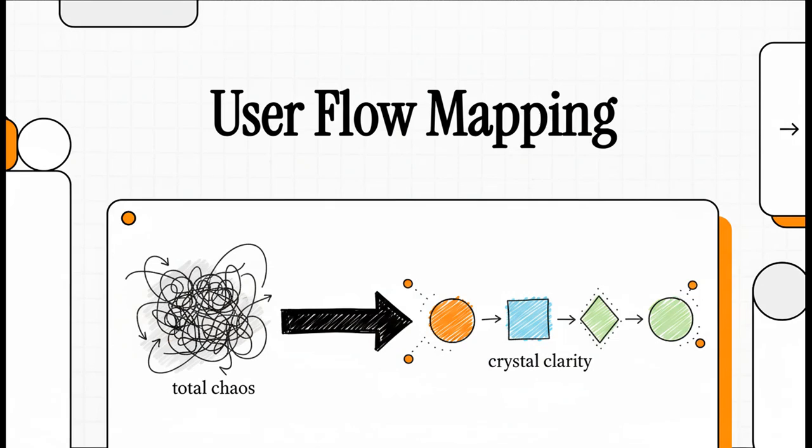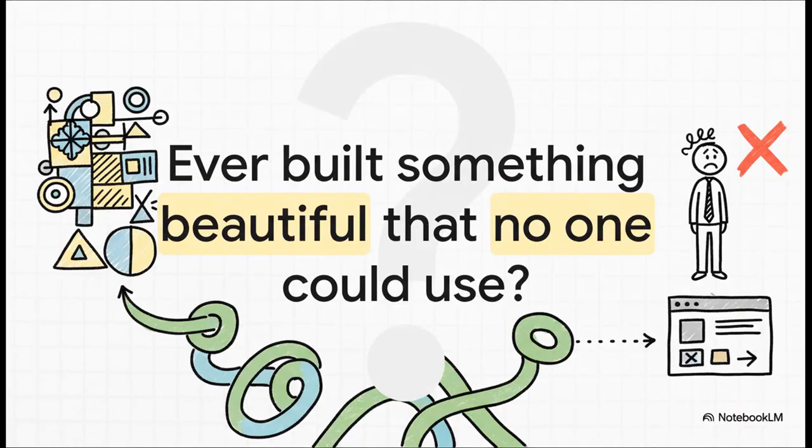All right, let's talk about something that's, honestly, a game changer for anyone building, well, anything digital. It's called user flow mapping, and we're going to see how it's the secret to going from total chaos to, well, crystal clarity. Okay, let me ask you something, and be honest. Have you ever poured your heart and soul into building something you thought was absolutely beautiful, only to watch someone get completely, hopelessly lost trying to figure it out?